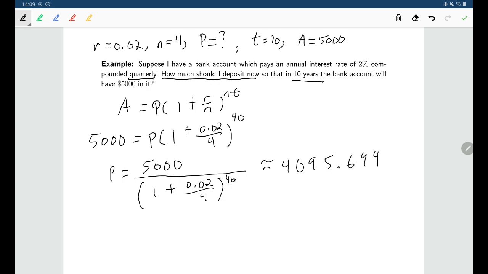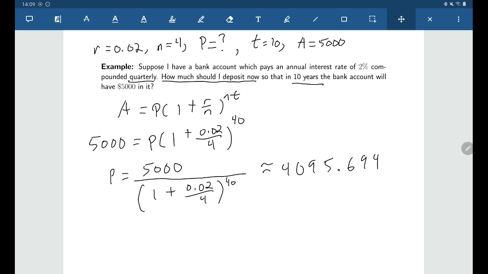4095.694, which makes sense. I mean, if we're thinking about this, we're wondering how much money should I deposit now so that I'll have $5,000 in 10 years. So the amount I deposit now should be less than 5,000 because 5,000 will be my final amount, and the amount I put in now should be less than that.